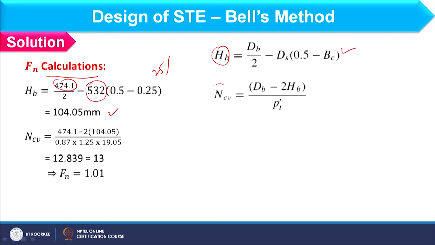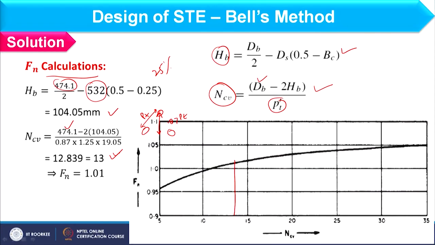Now once you have HB value, you can find out NCV using this expression. So here you already know the bundle diameter, which is this, and twice of HB I am considering, and at bottom we have PT dash, and if you see we are having triangular pitch, so that should be arranged in this way. So total height between two rows should be 0.87 into PT if this is the PT. Right. So, considering this, we can find out NCV as 12.839 and that I have considered as 13. Because whatever NCV I have obtained, that should be the complete number. Because NCV is the number of tube rows and that can never be in decimal.